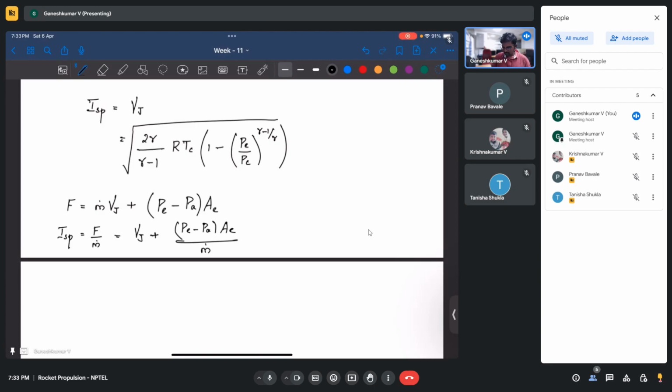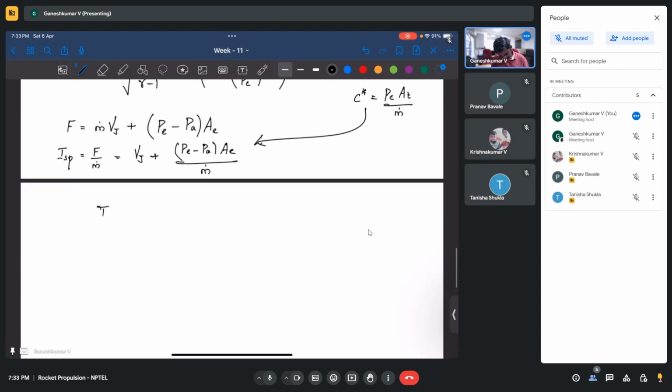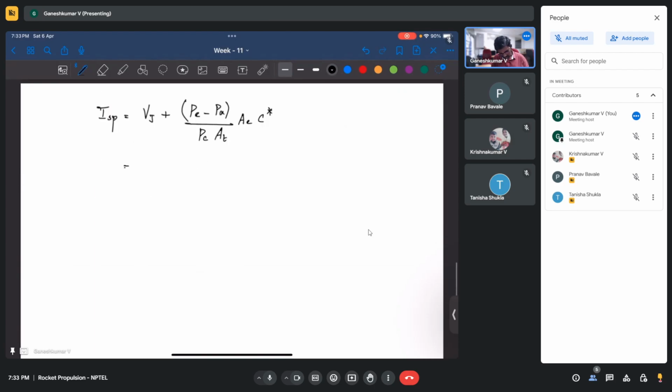Now C star is nothing but PC AT by m dot. If you substitute this over here, what you will have is ISP equal to Vj plus PE minus PA divided by PC AT by C star, so PC AT into AE into C star. So this is what you will have. Please note this additional correction term, you should not miss this.